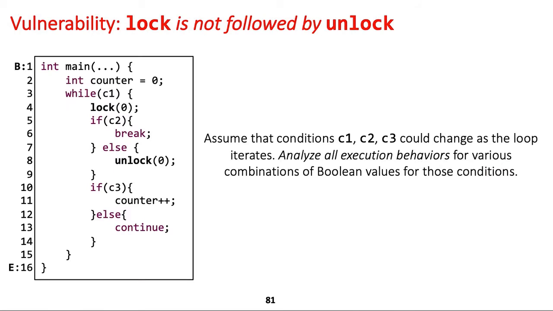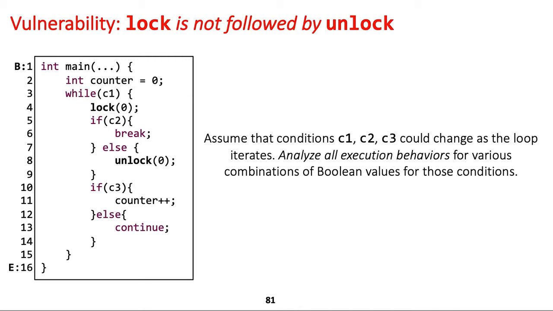Now let's come back to the example we introduced earlier. This is an example where we want to verify that lock is always followed by unlock. This example is actually taken from the Linux kernel. We have stripped off a lot of code to focus on the key point. Here we have a loop, and the lock and unlock are inside the loop. We also have a break.